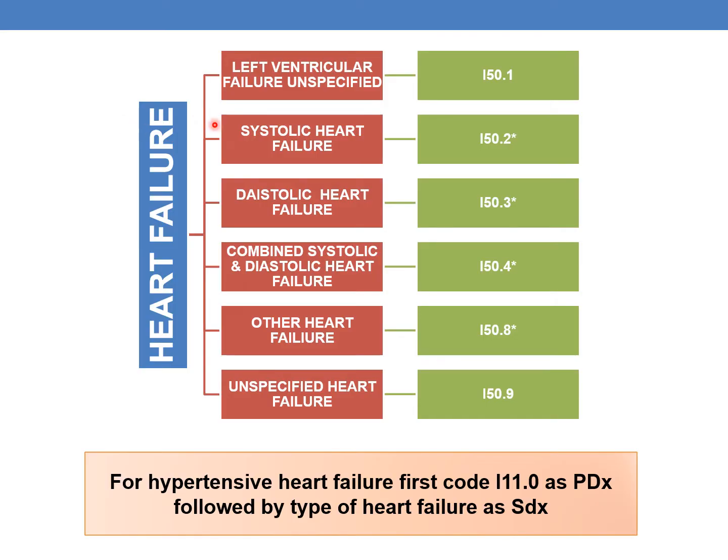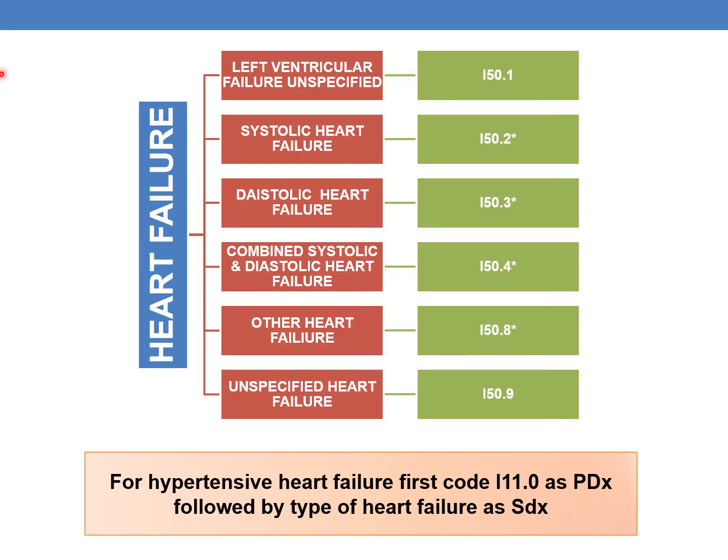Heart failure, the I50 series, is categorized into I50.1, which is left ventricular failure, unspecified. This is a final code. Systolic heart failure is given by the code I50.2, which is further expandable. Diastolic heart failure is given in the code series I50.3, which is also further expandable. Next, combined systolic and diastolic heart failure comes under the series I50.4. And other heart failure comes under the series I50.8, which is also further expandable. And finally, unspecified heart failure is I50.9.